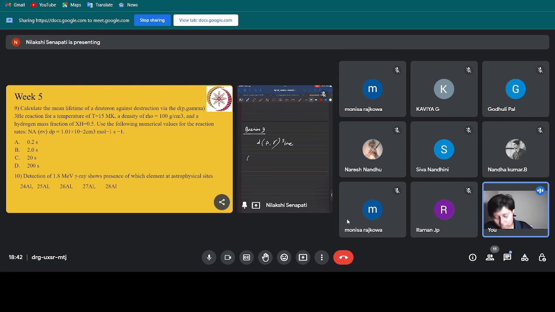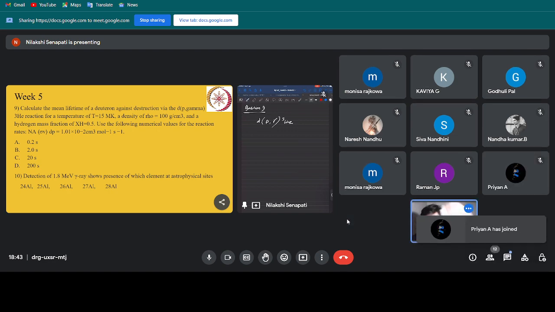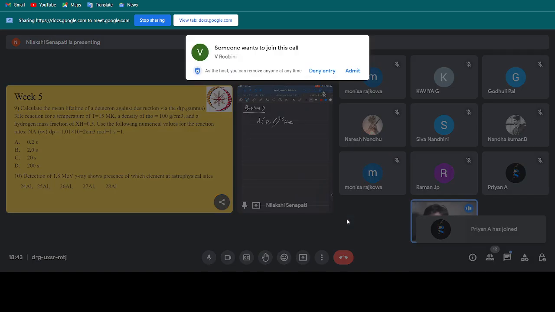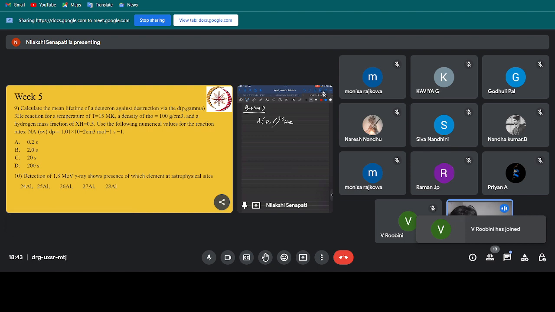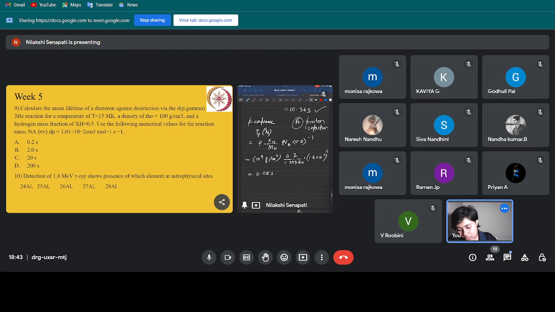So I have just calculated the lifetime for this kind of p capturing reaction. This is also a p capturing reaction, right? You need to understand what a p capture reaction is, because this is capturing a p and producing a gamma and 3He. That is why it is called a p capture reaction. And for this p capture reaction, the mean lifetime is nothing but what I have shown you here just some time ago, this one.